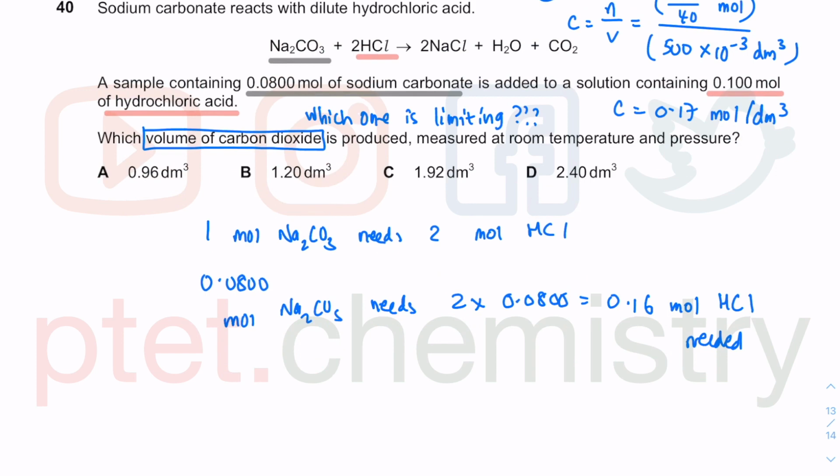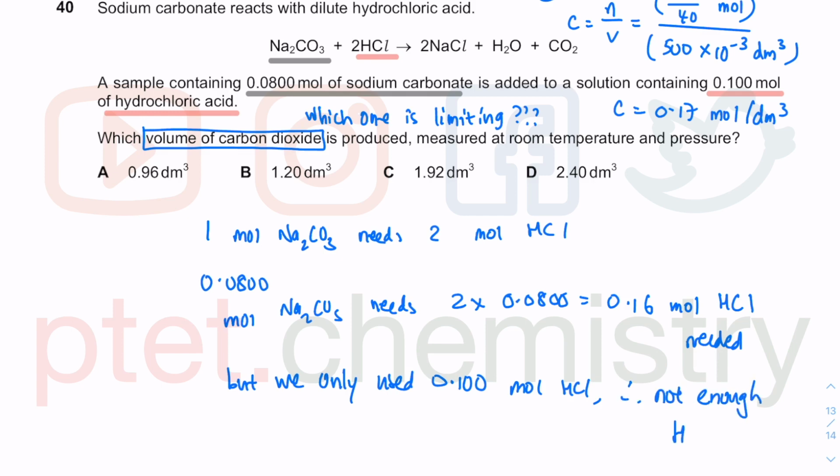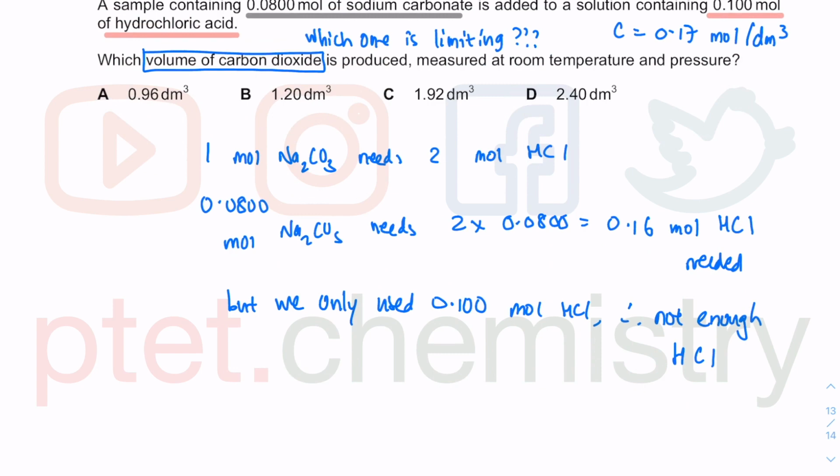But what did we put in? We only put in 0.100 mole HCl, therefore not enough HCl. This is how you explain limiting versus excess in structured paper, and this is also what you must be doing before you do calculations like this, even in an MCQ. So HCl is limiting, so that means the sodium carbonate is excess.